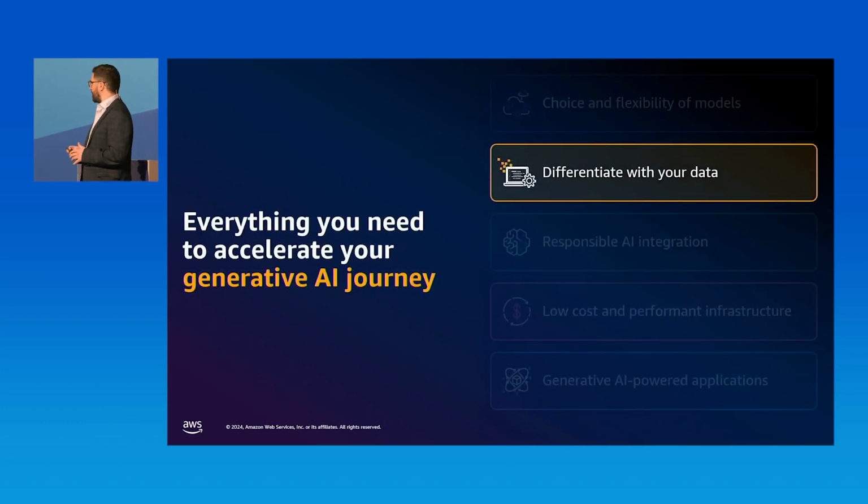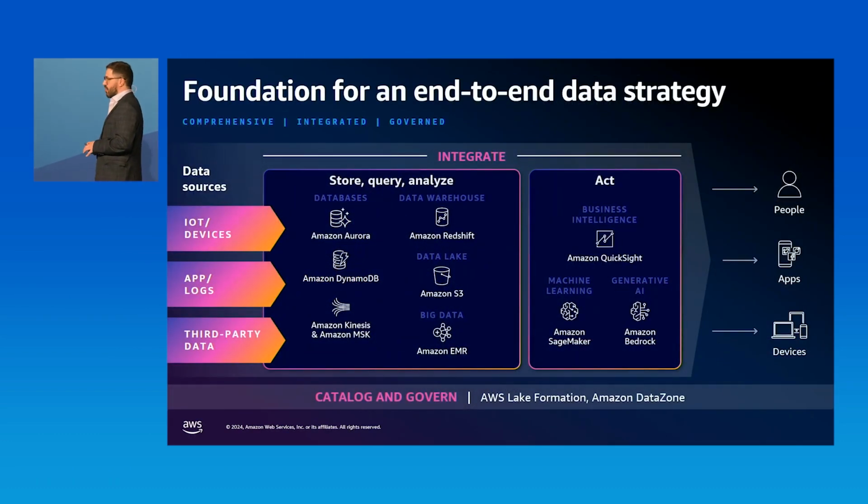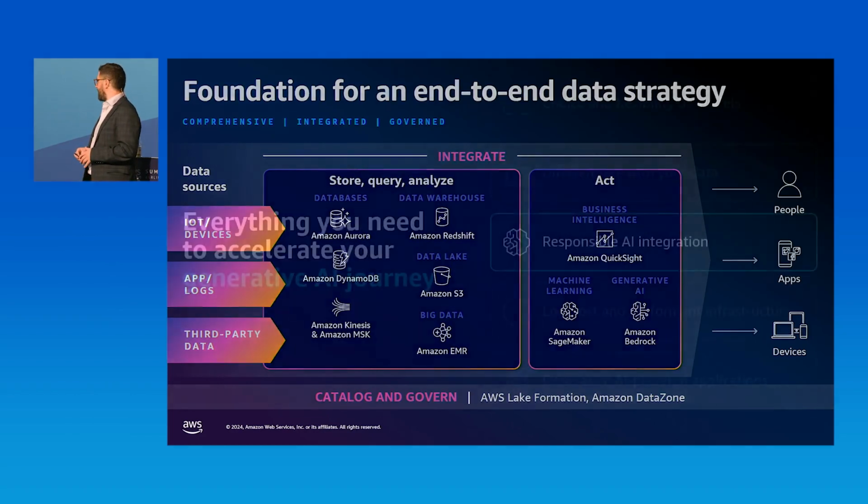We also talked about how data is a big differentiator, right? So at AWS, we provide the most comprehensive set of data services, from integration, data ingestion, SQL and analysis, and then also from the cataloging and governance side. You can do it all end-to-end. As we saw, data is super important for any application, especially for generative AI.